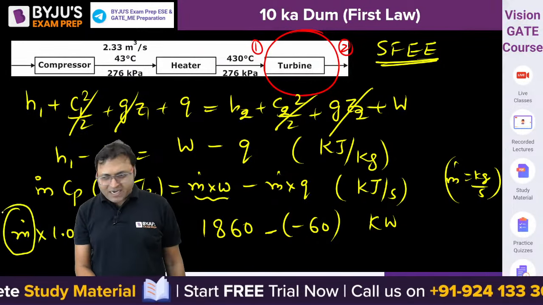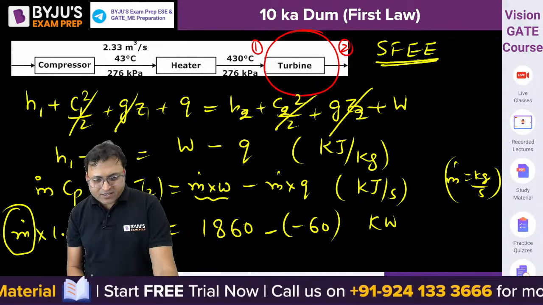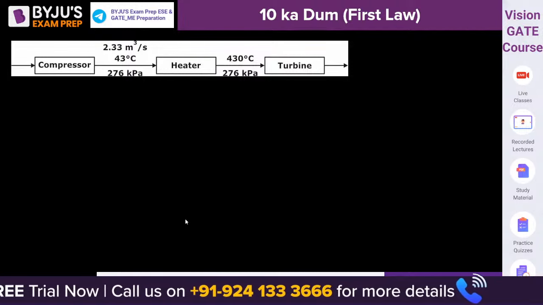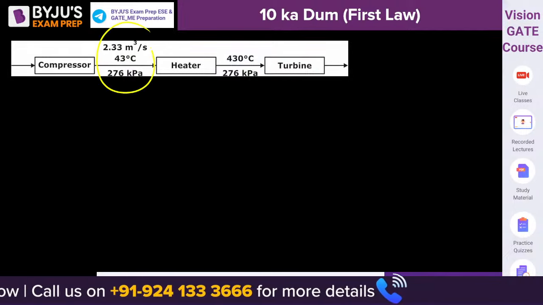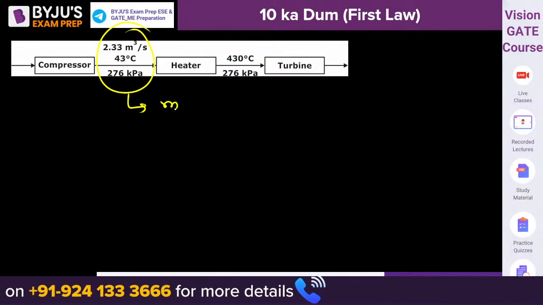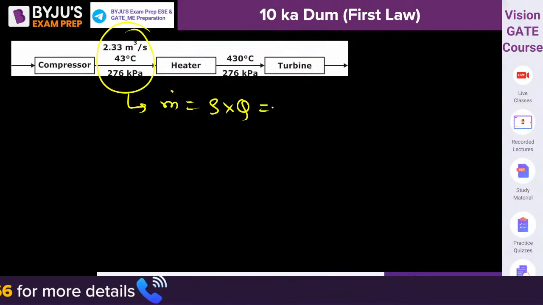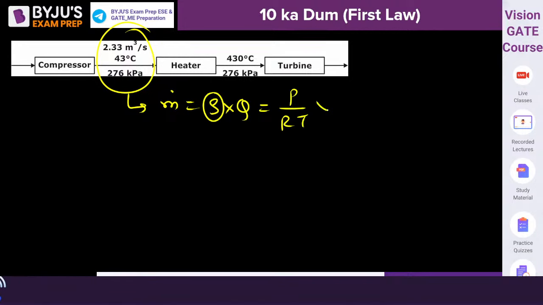So our objective is to find the value of the mass flow rate. Can you solve for it? How will the mass flow rate be calculated? Mass flow rate is equal to rho into Q, the volume flow rate. Density can be written as P by RT, into Q. This is Q, Q is given. P by RT into Q.